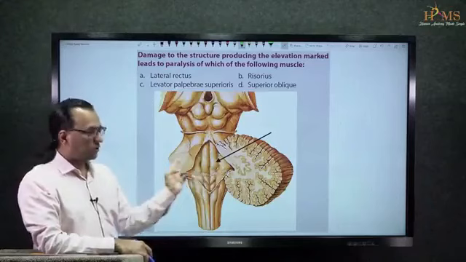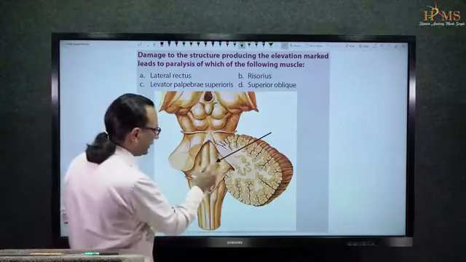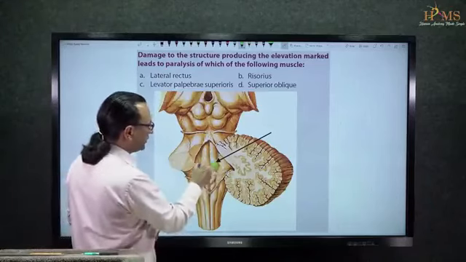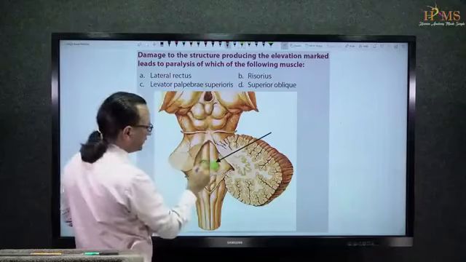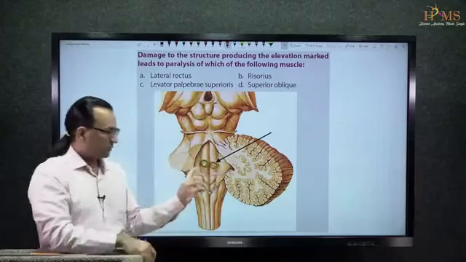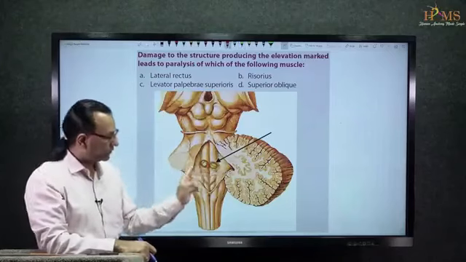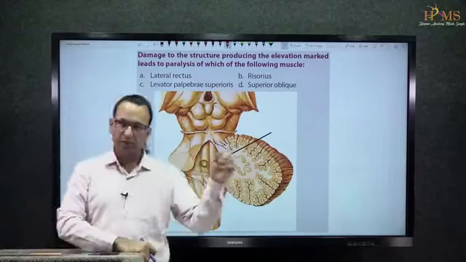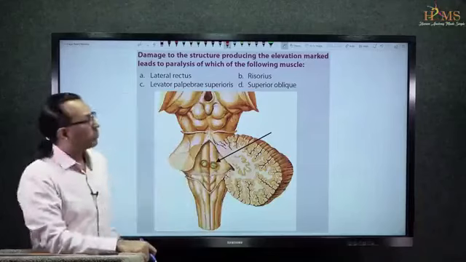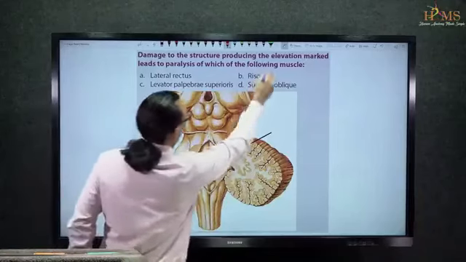In the lower pons on the dorsal side, there is a rounded elevation, which is called the facial colliculus. And deep to this facial colliculus will be the axons of the facial nerve. If the facial colliculus is damaged, the axons of the facial nerve are damaged, and muscles of facial expression will be compromised, like risorius. So our answer should be risorius.